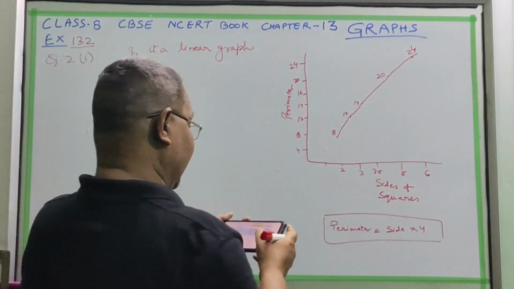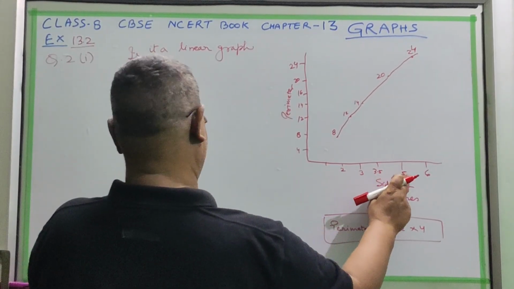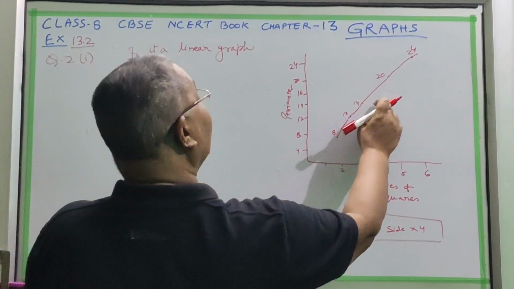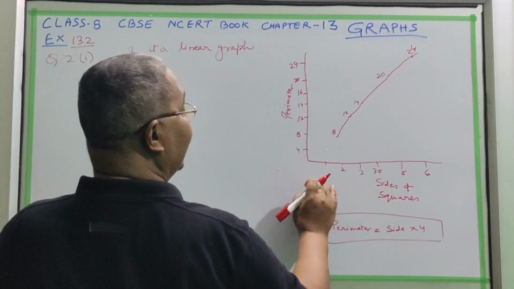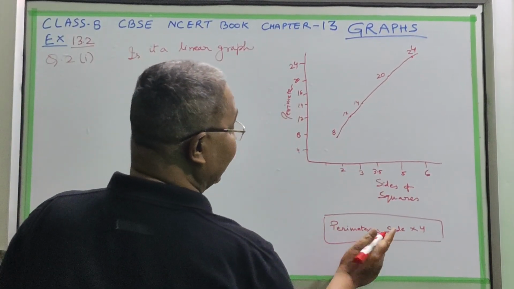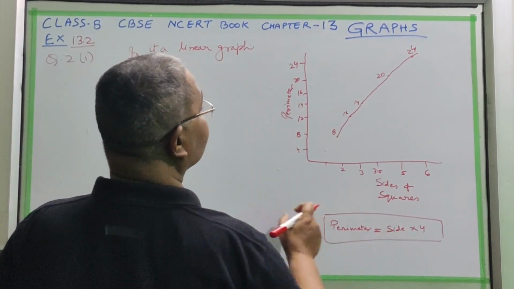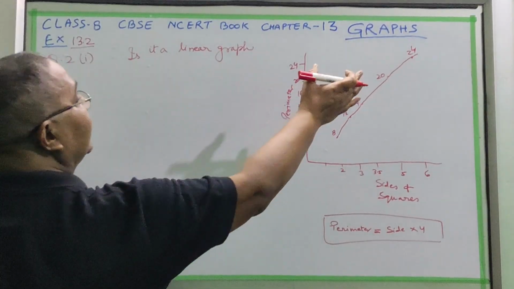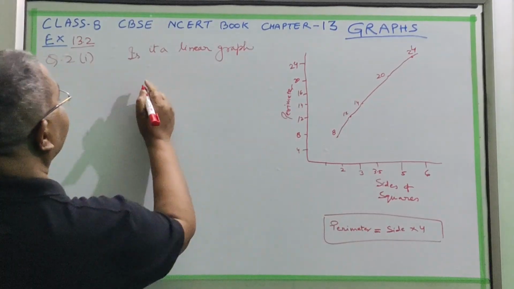Okay, the table they have given: sides 2, 3, 3.5, 5 and 6, and perimeter 8, 12, 14, 20 and 24. Here, as the sides increase, the perimeter will also increase, but on the same scale. The variation is the same. So it is a line graph. The line will be a whole uninterrupted line. It is a straight line. Yes, it is a line graph.